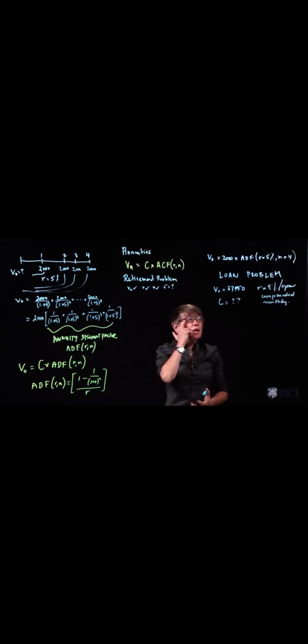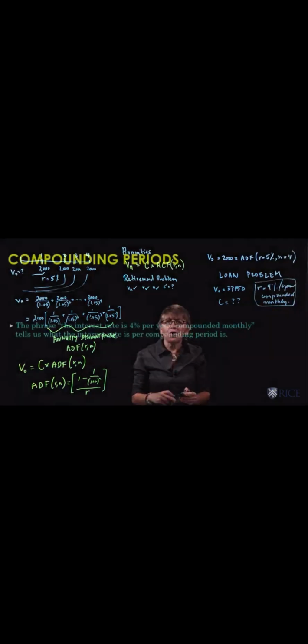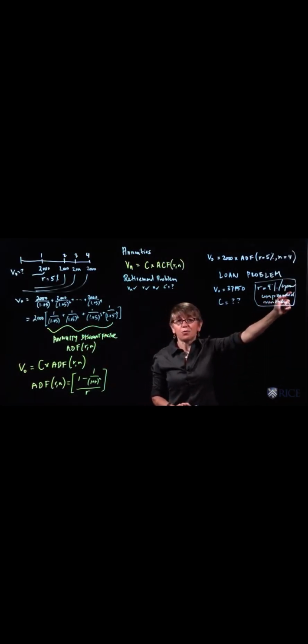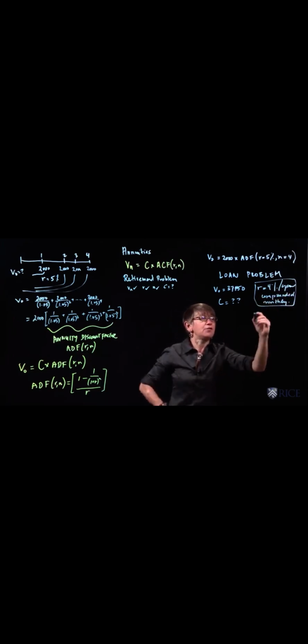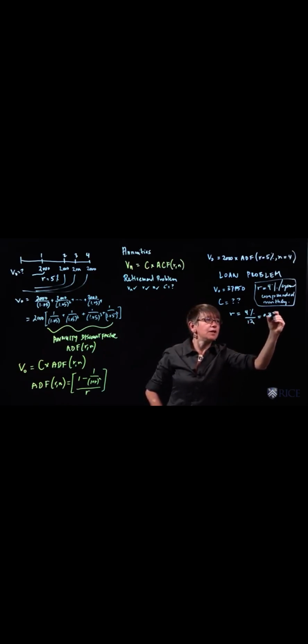Now, notice this statement: 4% per year compounded monthly. What does that mean? It tells us what the interest rate per compounding period is. The interest rate is 4% per year, but it's being compounded every month, so there are going to be 12 periods. The rate per period is going to be 4% divided by 12, or 0.33%.